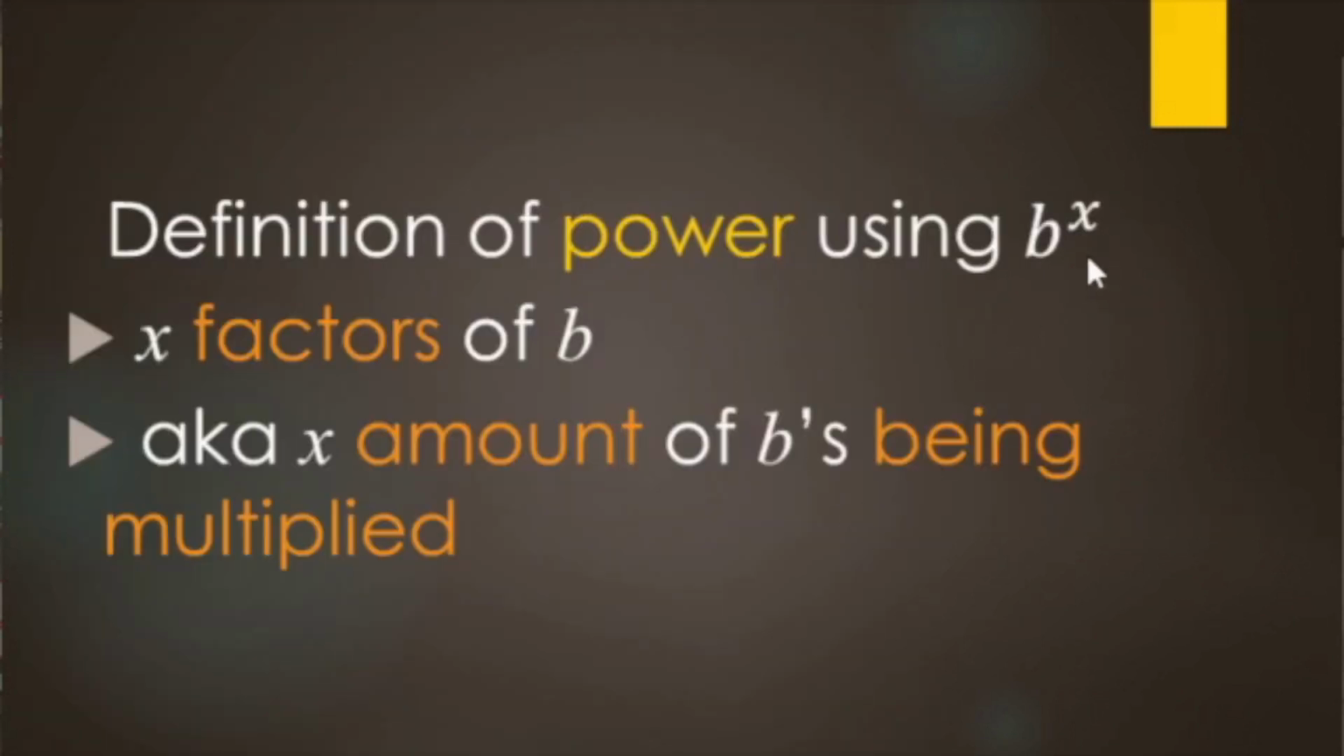So here we have b to the x. x is the exponent, b is the base. So this is saying you have x factors of b. Now remember, factors, those are things being multiplied. So this says that we have x amount, or x number, of b's being multiplied.